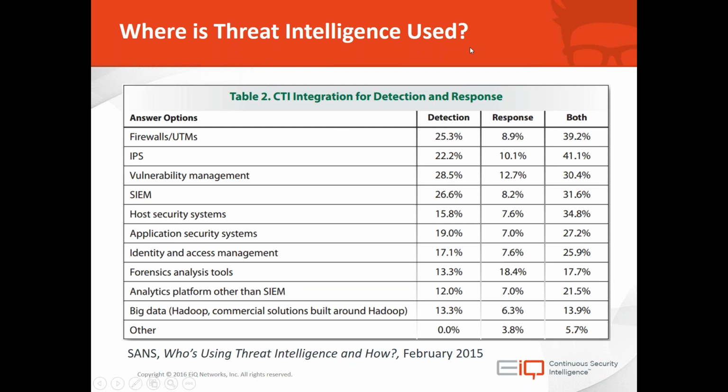So a recent SANS survey took a look at how people are using threat intelligence. Not surprisingly, what we see near the top are firewalls, IPS, vulnerability management, and SIEM. And at the time of this survey, more of the effort was going into detection rather than response. But again, those are both use cases that you want to think about with threat intelligence.